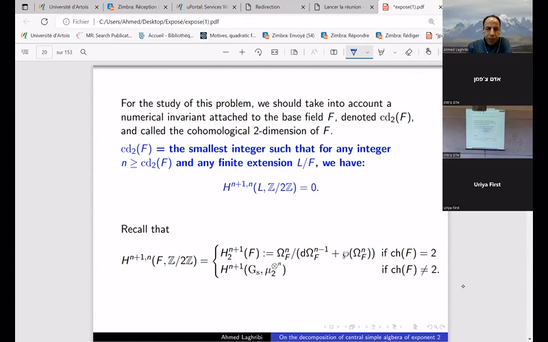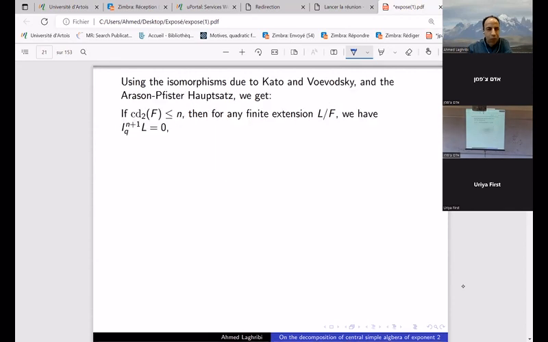And of course, because later I will work mostly with quadratic forms, I would like to make this remark. Using the isomorphism of Kato and Voevodsky and the Arason-Pfister Hauptsatz, which is valid in any characteristic, we have the following. If the cohomological 2-dimension is at most n, then for any finite extension L/F, this group is 0. This is just the definition, of course, using the isomorphism by Kato and Voevodsky.